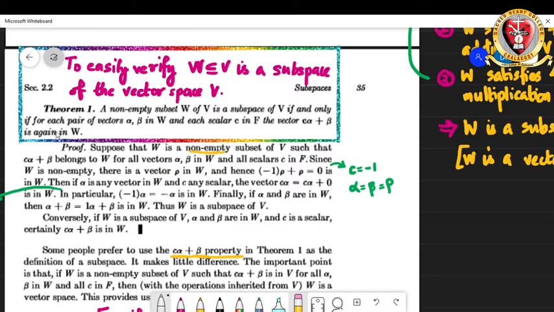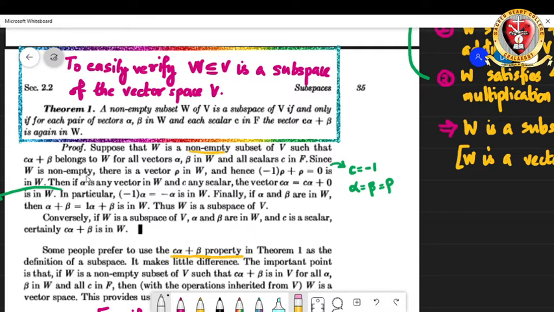Okay, so how to prove this? We are assuming that W is a non-empty subset of V such that C alpha plus beta belongs to W for all vectors alpha, beta in W. That means we are assuming the right hand part of the if and only if clause. That is, for each pair of vectors alpha, beta in W and each scalar C in F, the vector C alpha plus beta is again in W.